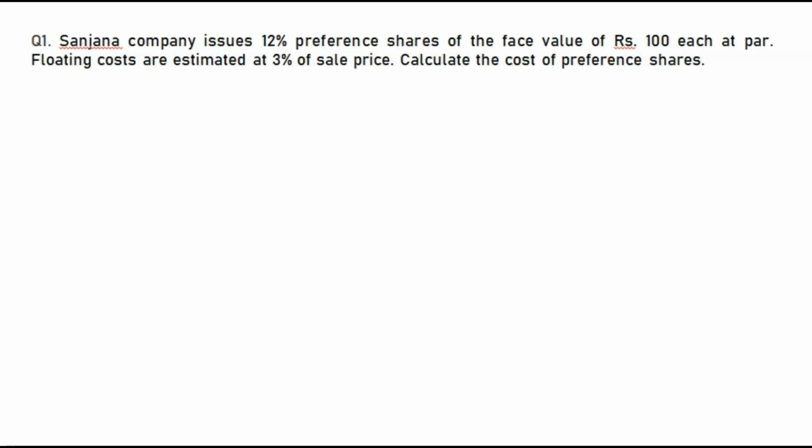So first we have to identify what is the type of this question, means either it is irredeemable or redeemable. So here, can you see any redeemable value or any time duration? No, correct? So this is the question of irredeemable preference shares. So we have to use the formula KP, cost of preference shares, equal to D by NP into 100. Simple. Now, what is the information that is given in the question that we have to note down?